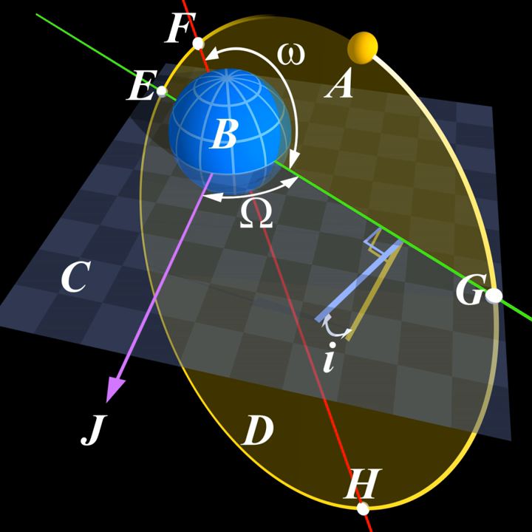Topic: Third law of Kepler. The square of the orbital period of a planet is directly proportional to the cube of the semi-major axis of its orbit. This captures the relationship between the distance of planets from the Sun, and their orbital periods.